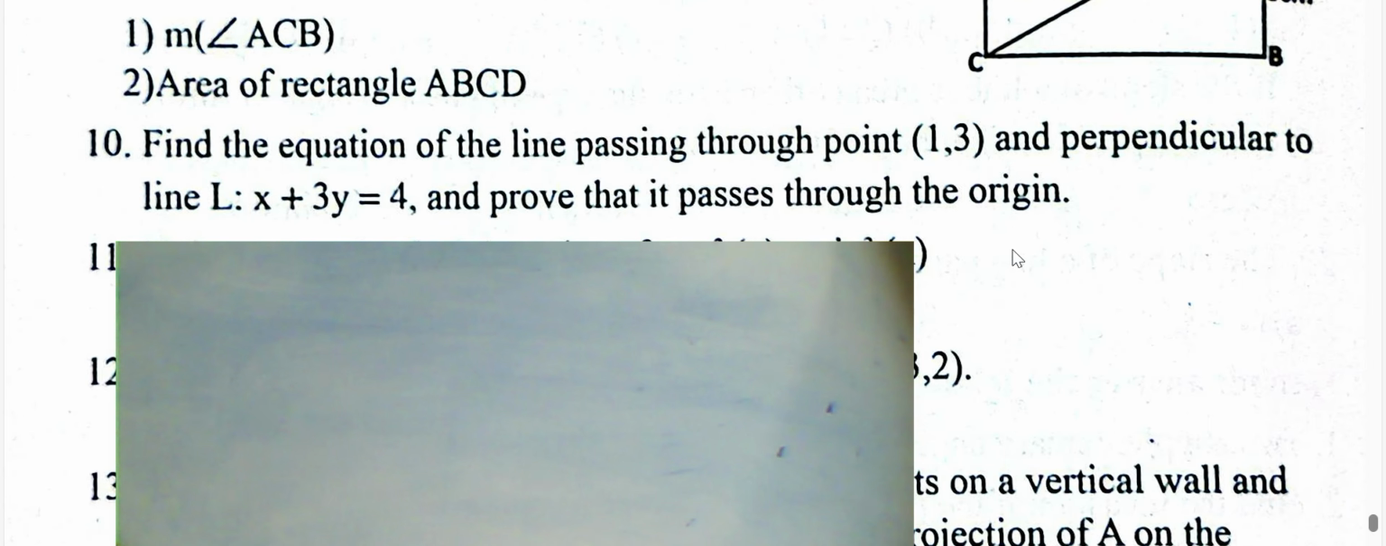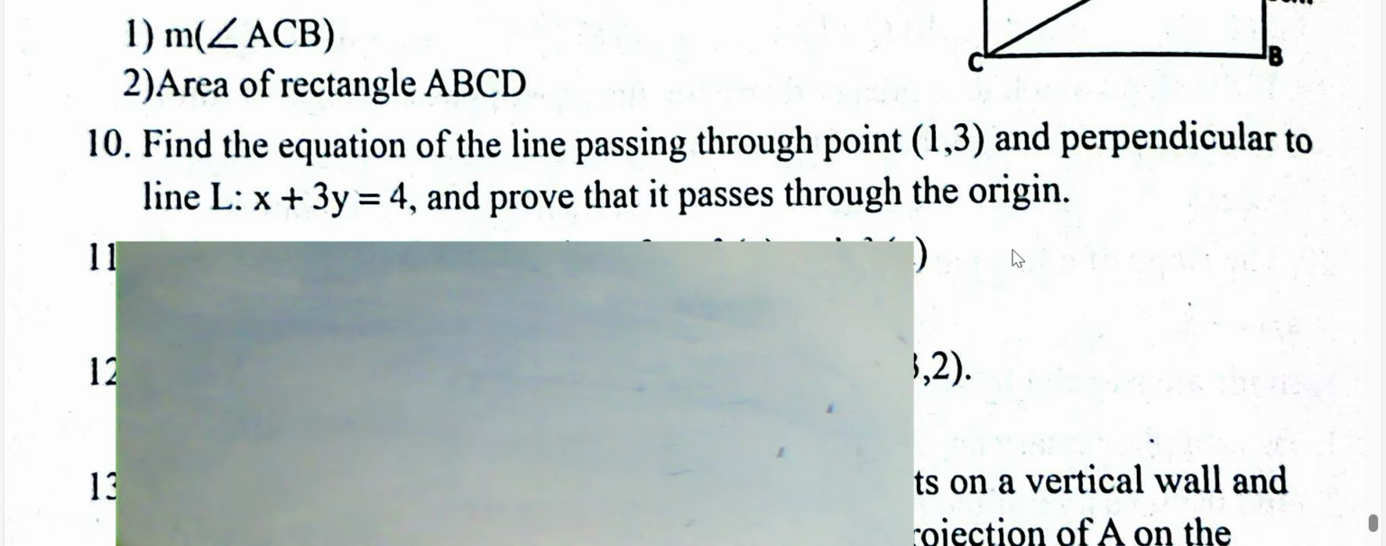Now we have question number 10. Find the equation of the line passing through the point 1 and 3 and perpendicular to the line L, such that L is x plus 3y equals 4. Then prove that it passes through the origin point. Okay, listen to me, my students.